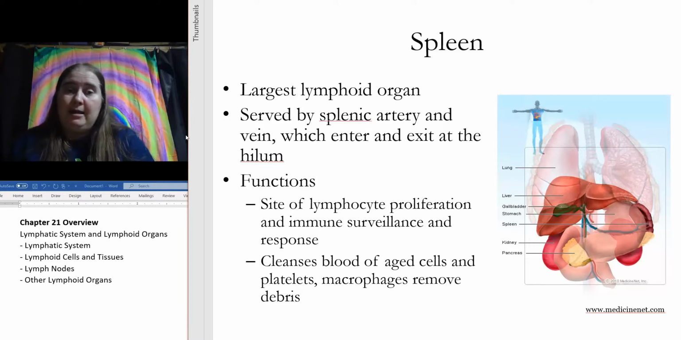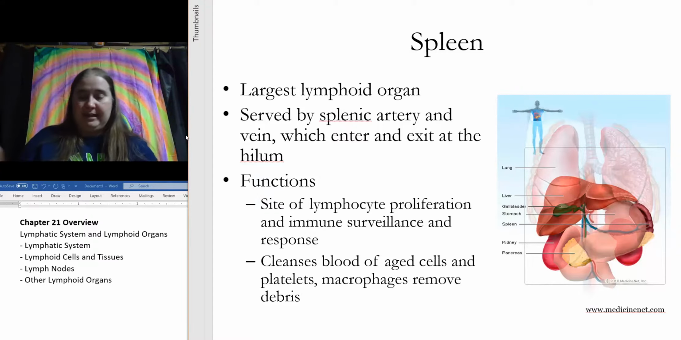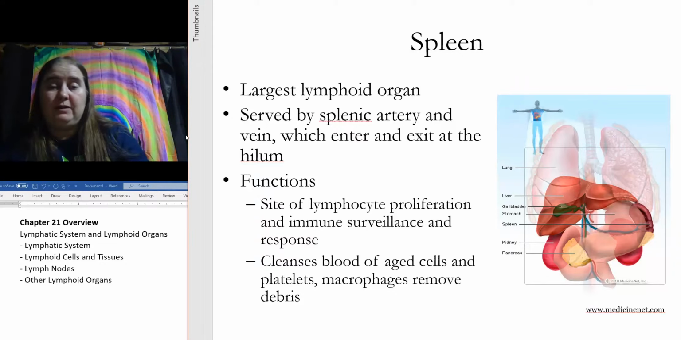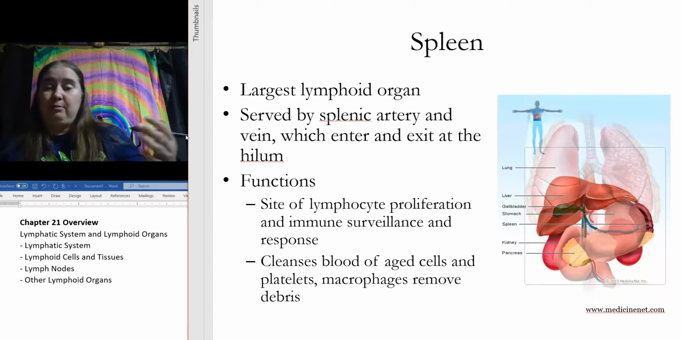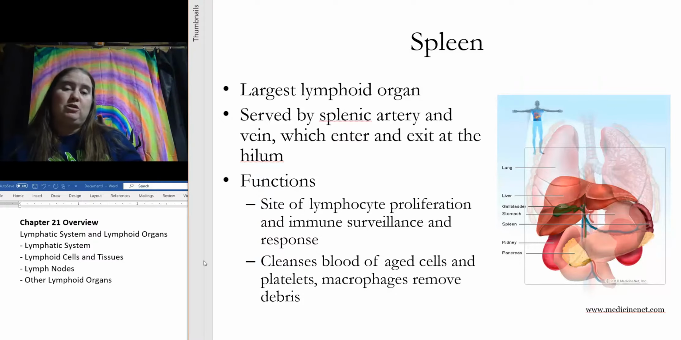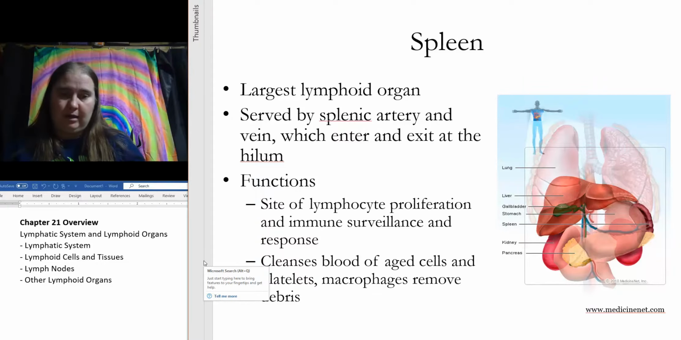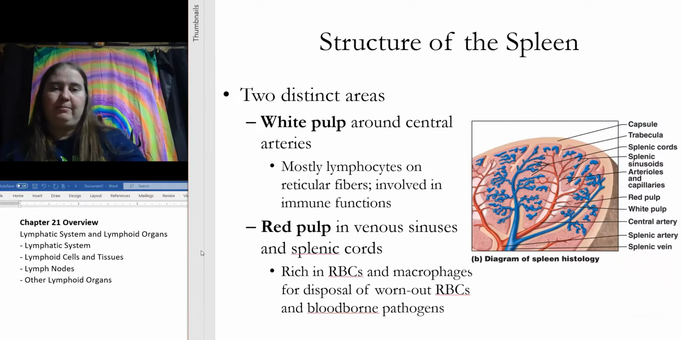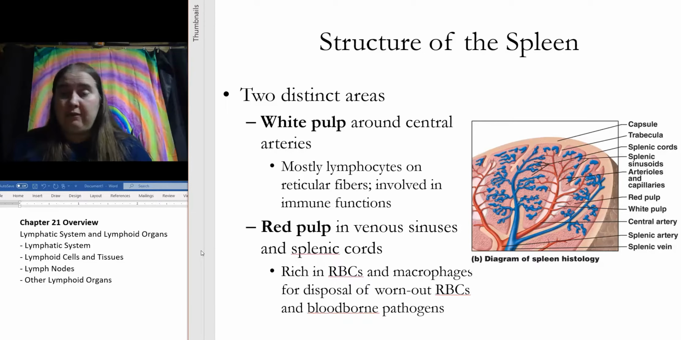okay? As those red blood cells start to die, we know red blood cells from chapter 17 only exist for a certain amount of time. It'll clean out the blood of platelets and macrophages, and remove some debris. So it not only activates our immune system, but also cleans our blood. Okay. So again, because it has two functions, the structure of the spleen will be characteristic of two different functions.